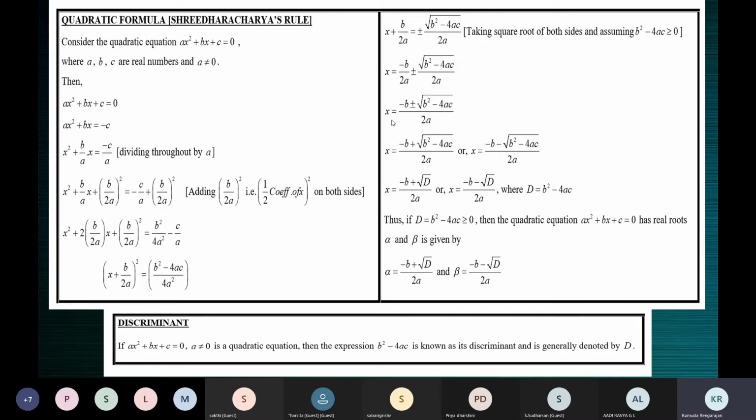So this is the quadratic formula, and the 2 values of x. X can be written with the plus sign once and then with the minus sign. So x can be this or x can be this. This is referred to as the quadratic formula, wherein the expression b square minus 4ac is called the discriminant of the quadratic equation and is represented by the capital letter D.